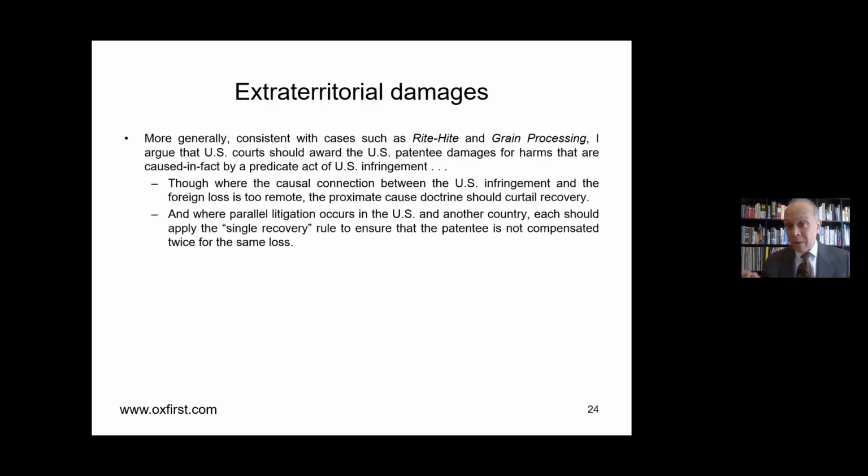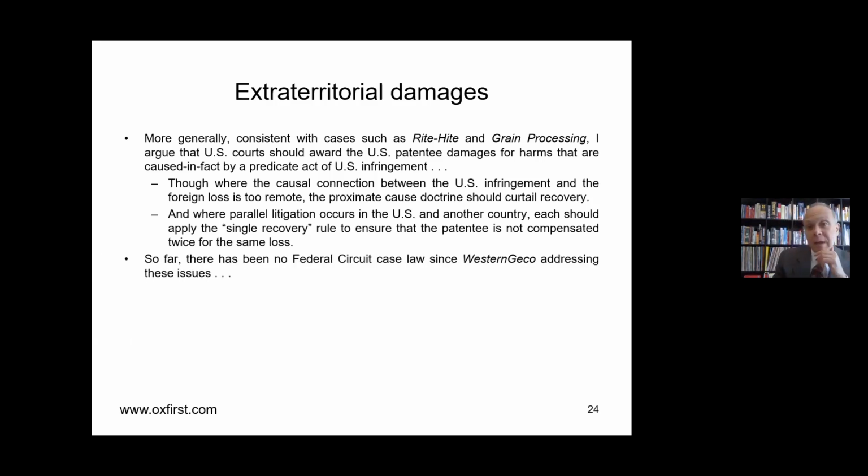There actually is some Canadian case law addressing that sort of situation. So I'm fairly confident that Canadian courts and courts in other countries would act in an appropriate fashion in this circumstance. Anyway, so far though, there has been no Federal Circuit case law since Western GECO addressing these issues. So we're still kind of awaiting further clarity from the appellate court. But there are some district court decisions which are consistent with the analysis I have set forth here.